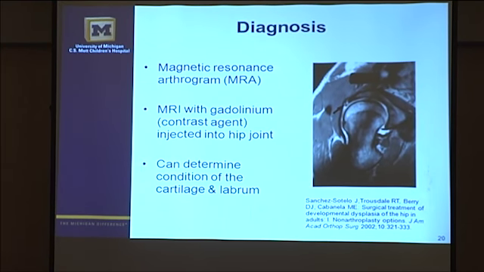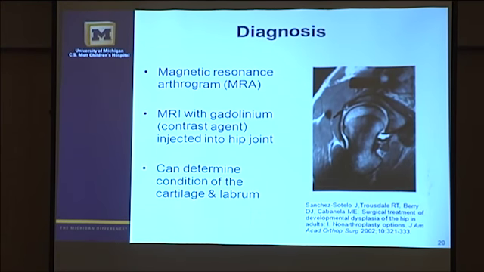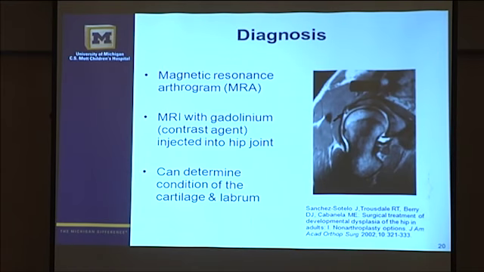Another study that may be helpful for the diagnosis of hip dysplasia is called an MRA, or a magnetic resonance arthrogram. This is an MRI that is performed with gadolinium, which is a contrast agent injected into the hip joint. This study allows us to determine the condition of the cartilage in the labrum. So here's an example of an MRA. This is your femoral head, and this is your acetabulum. And this arrow here is pointing to the labrum. Remember, the labrum is that special cartilage that is located along the edge of the acetabulum. And the MRA demonstrated that this patient had a tear in his labrum.